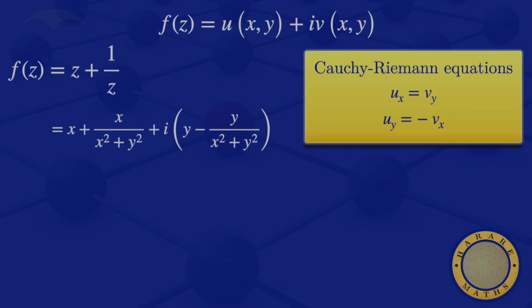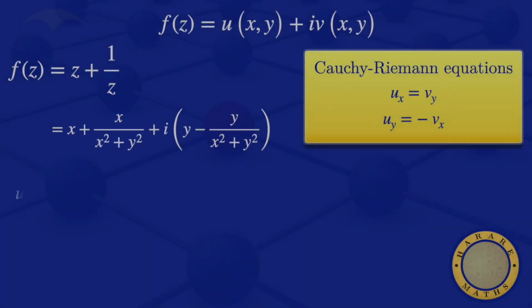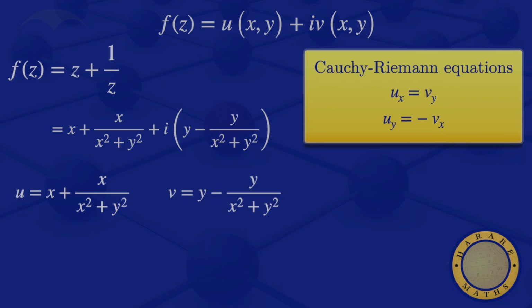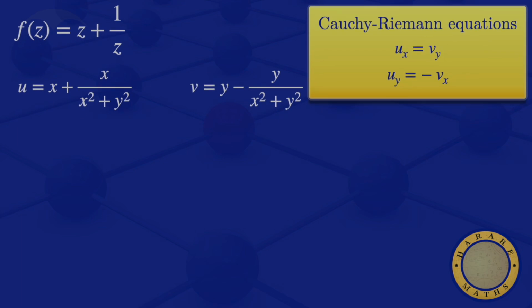Looking at the expression that we have now, the real part is this part here, so that would be our u. So we have u is equal to x plus x divided by x squared plus y squared. Our imaginary part, which will be v, is equal to y minus y divided by x squared plus y squared. So we now have our u and v. Then we go on and check if they satisfy the Cauchy-Riemann equations.